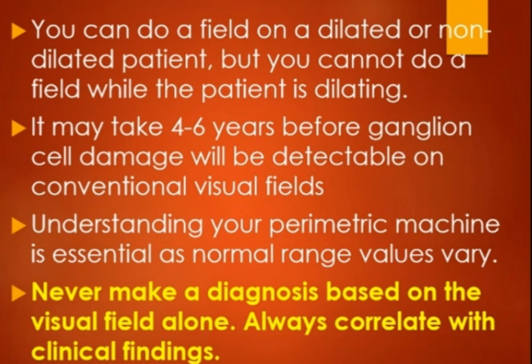Just like I told us earlier, for some machines, the Octopus and the Humphrey, some authors will tell you that for Humphrey, catch trials greater than 33%, you should not interpret. Then for Octopus, they will tell you catch trials greater than 25%, you should not interpret. So you have to understand your perimetric machine, because normal values or normal range of values may vary. Then you never make a diagnosis based on the visual field result alone. I've said this before, you have to always correlate with other clinical findings.